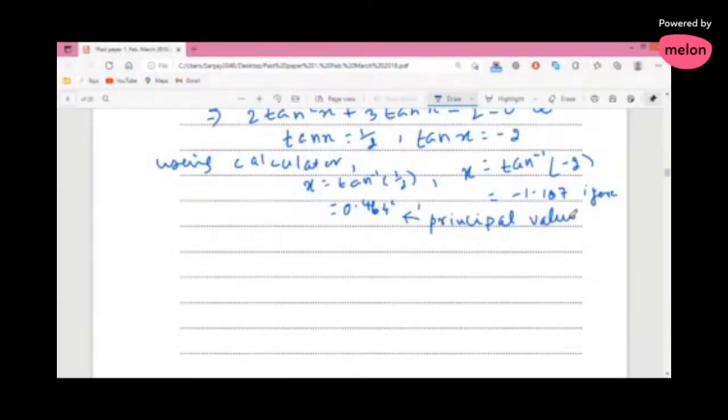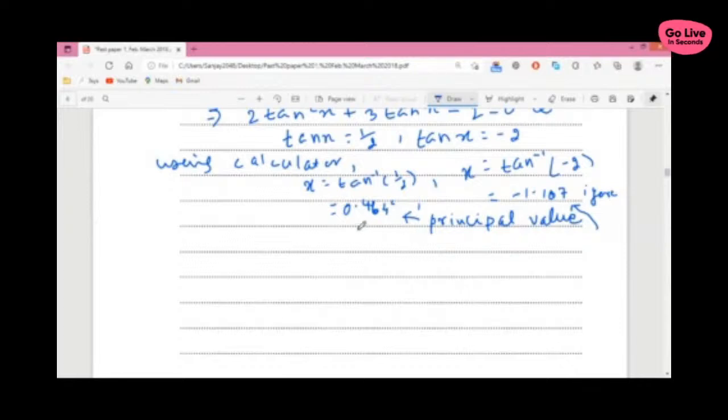You can also say this is the principal value, but we don't need this because x should be between 0 and pi inclusive. And now we shall try for another answer.